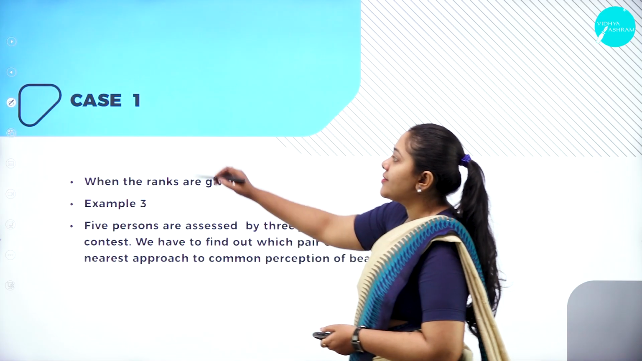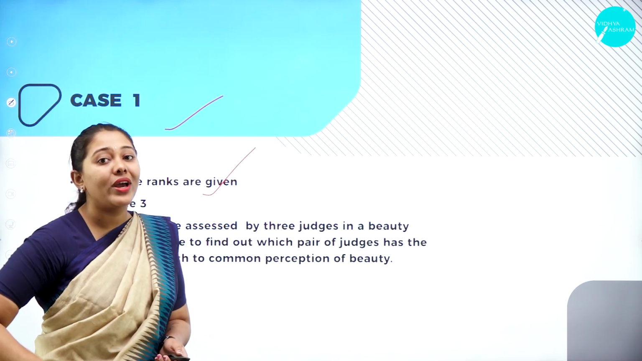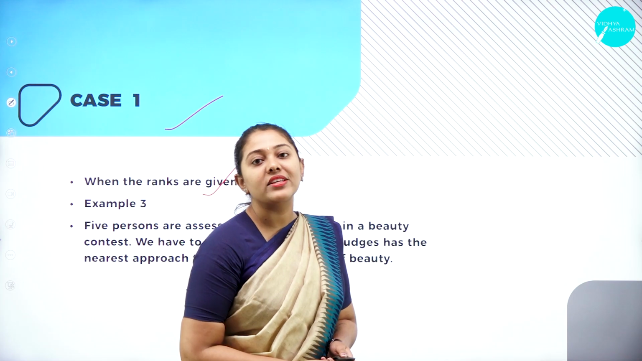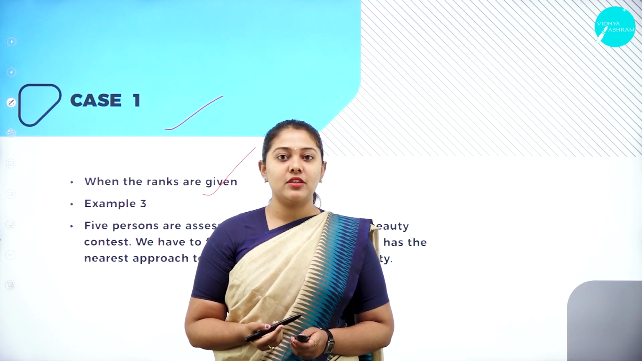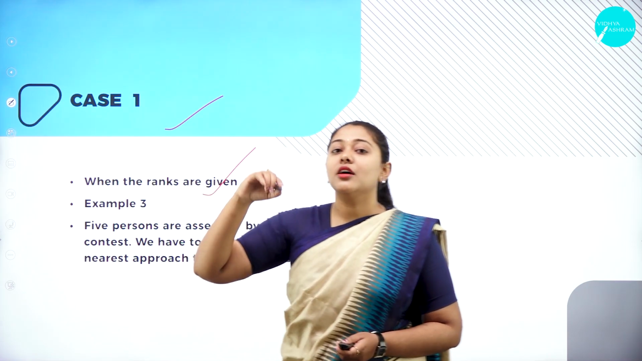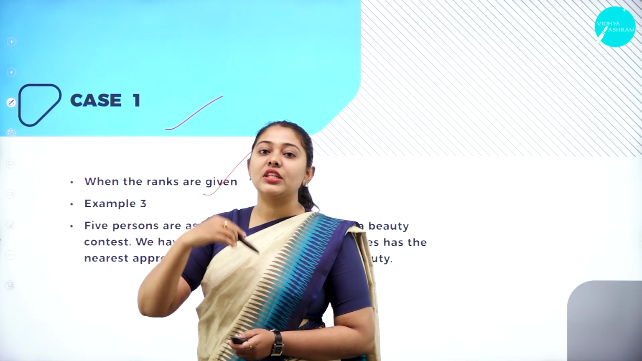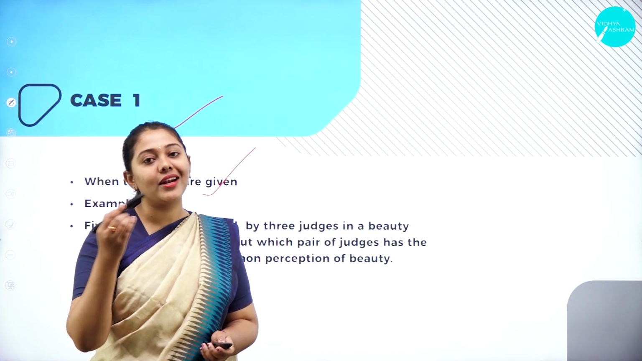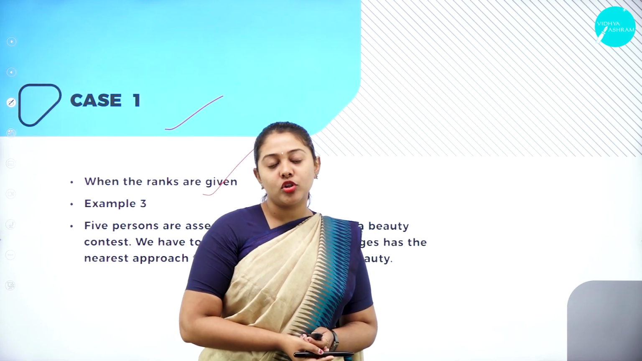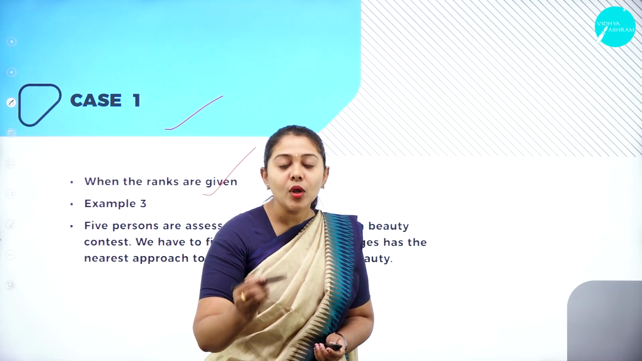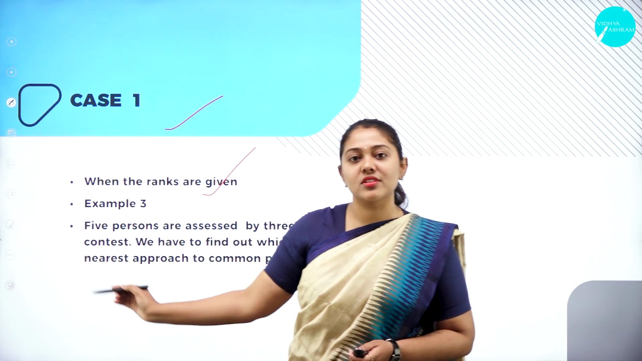Moving forward, case 1, when the ranks are given. The rank itself will be given in the question itself. So you have to read the questions carefully, my dear students, because in the question itself, ranks will be mentioned. When the ranks are mentioned, the format that we follow to calculate the problem is different. When repetitive ranks are given, the formula is different. When the ranks are not given, we have to figure out the ranks. So you have to read the question carefully and find out whether the ranks are given or not. When the ranks are given, this is how we solve.